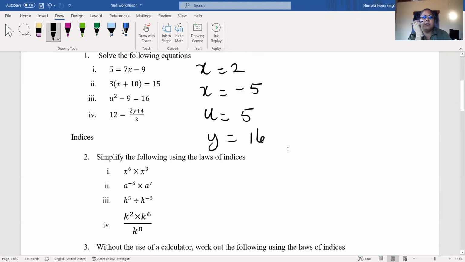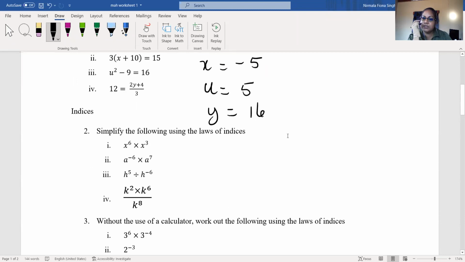Next one, laws of indices. Simplifying using laws of indices. Remember when we're doing laws of indices, when we multiply, we add our indices, and when we divide, we subtract our indices. Normal application of math numbers applies.